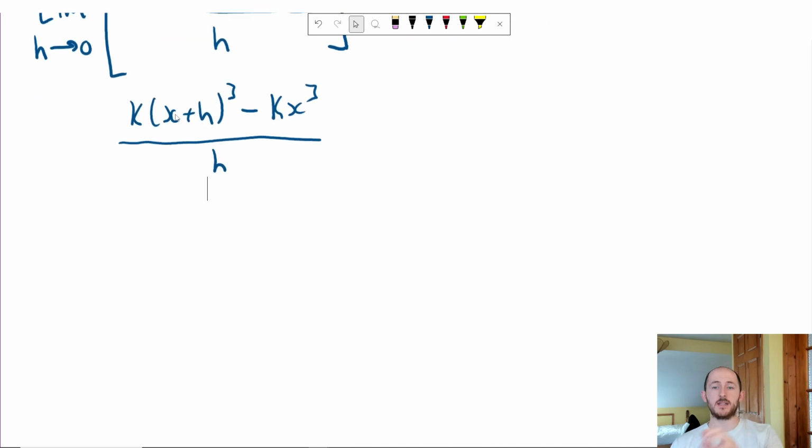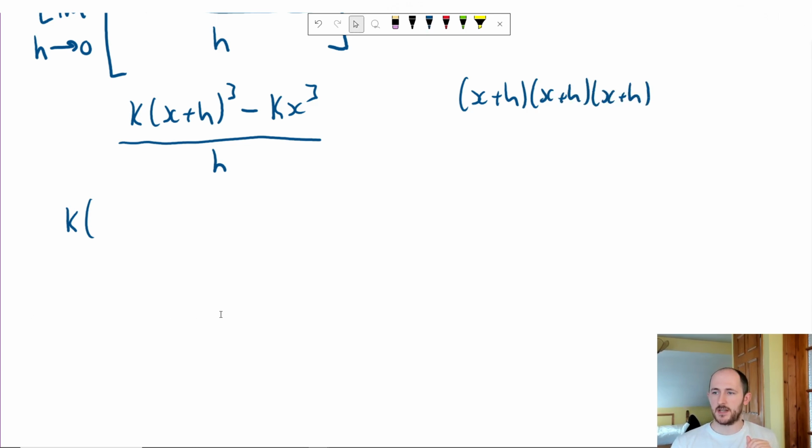Next thing we need to do is expand the brackets and simplify. I'm going to point out this is a bit annoying, but again, part of A-level maths is doing some pretty annoying algebra. So the way I would do it is I would expand two brackets first. If you remember, (x plus h) cubed is going to look like this. If I expand just two brackets first, I will get x squared plus 2hx plus h squared. And then I'm still timesing by x plus h because I haven't done that yet. Minus kx cubed over h.